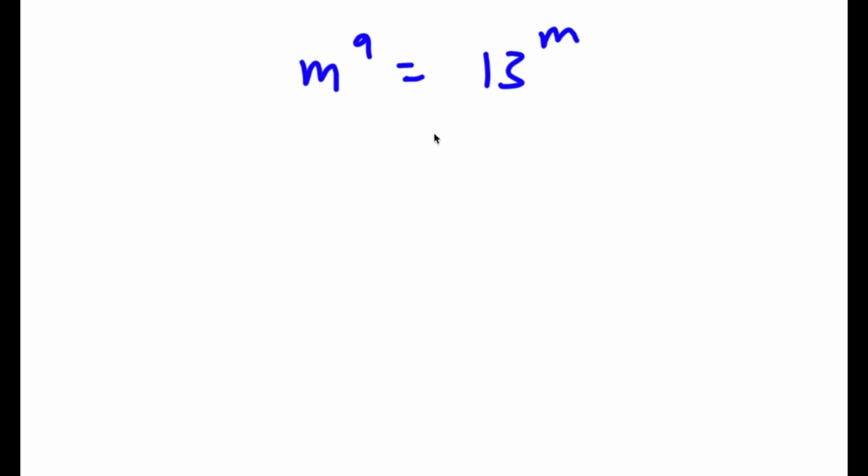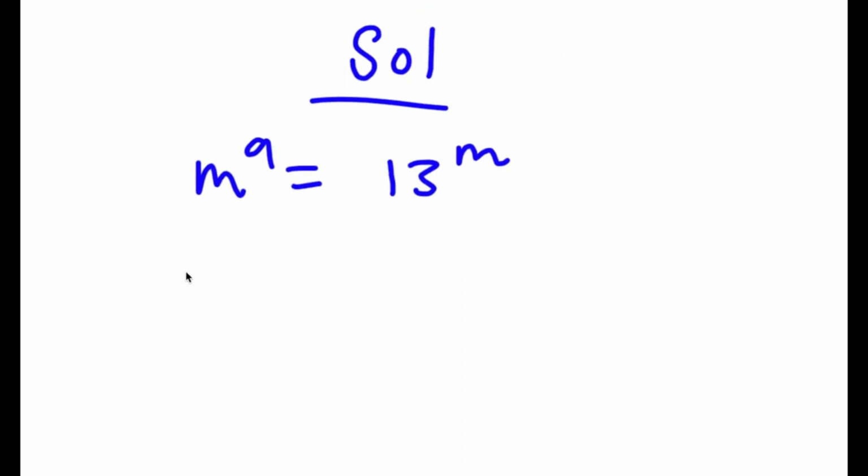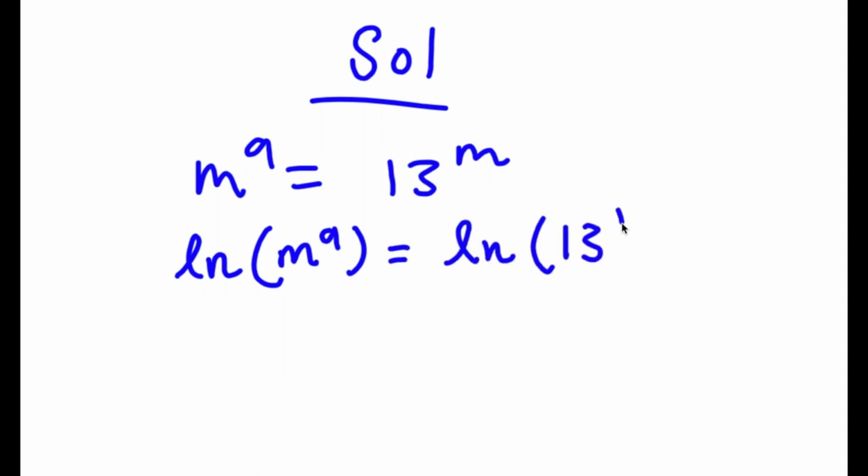In today's video, I'm going to be teaching you guys how to solve this exponential equation. So we have m to the power of 9 is equal to 13 to the power of m. Now for this solution, we're first starting with m to the power of 9 is equal to 13 to the power of m. Now what I'm going to do is take the ln on both sides. So now I have ln of m to the power of 9, and this is equal to ln of 13 to the power of m.